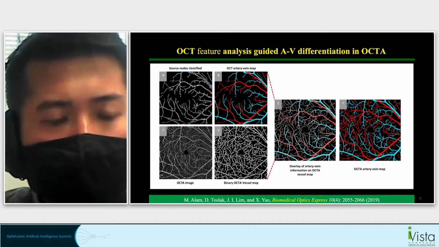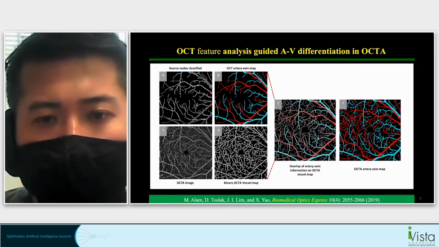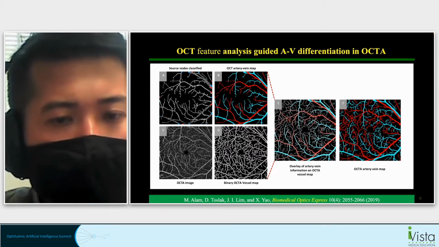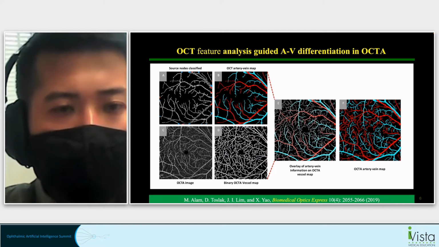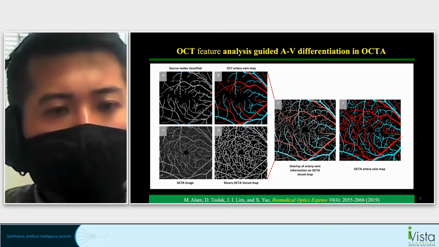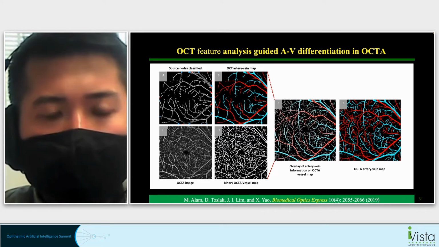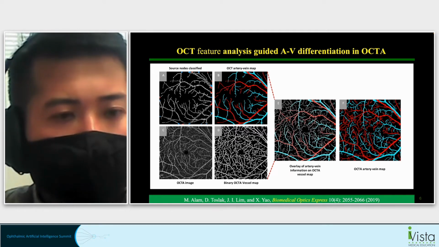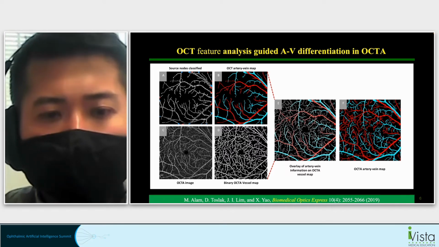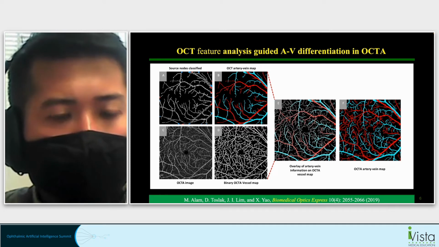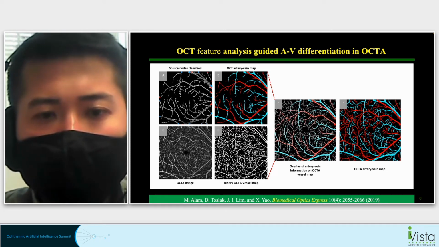Here, we show an example of OCT features to guide AV classification in OCTA. Using the EnFast OCT, we first classify each vessel as artery and vein. Since OCT and OCTA are from the same modality, no image registration is required. Therefore, we can guide the information from the OCT into the OCTA by simply overlaying the OCT AV map onto the OCTA. We can employ vessel tracking to generate a high-detailed vascular map.